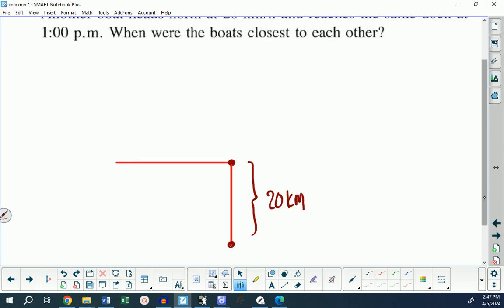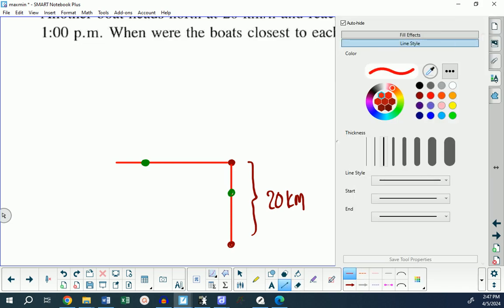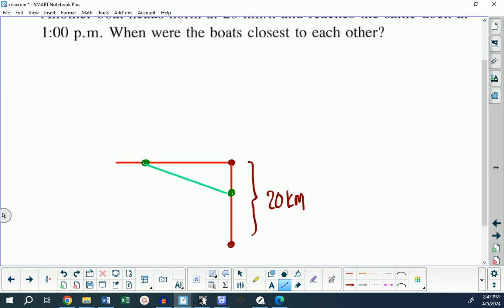Now, I don't know if we will need that, but I just realized we will. So these two dots are where the boats start. We're interested in a variable kind of situation here. So I'm going to put these two green dots to represent where they are at any point in time. And that means, everybody, that this greenish line is the thing we want to minimize.